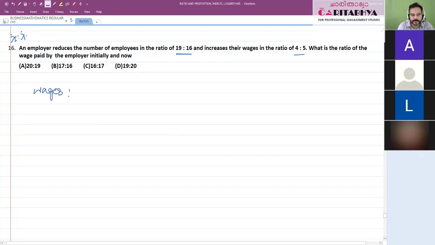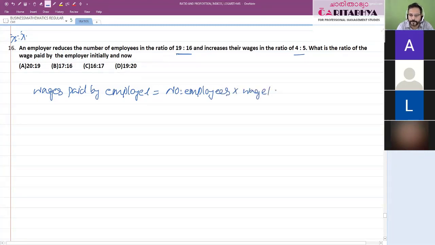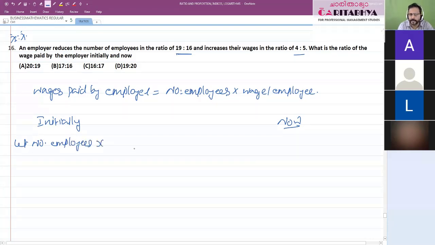So now, wages paid by the employer. Okay, number of employees and wage per employee. Total wages paid by the employer is equal to number of employees into wage per employee. Initially, now. Okay. So initially, let the number of employees be x.